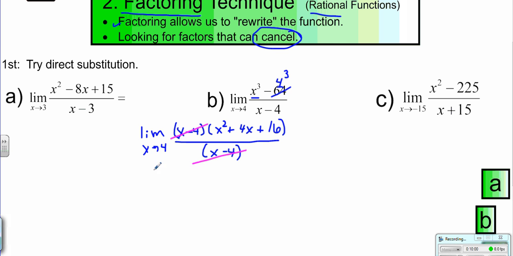Now let's try substitution. We've kind of worked our way around the dilemma of having a 0 in the denominator when we plug in 4. So I get 4 squared. 4 times 4 is 16, and then the 16 that exists there. Looks like we got 16 plus 16 plus 16, making that 48.